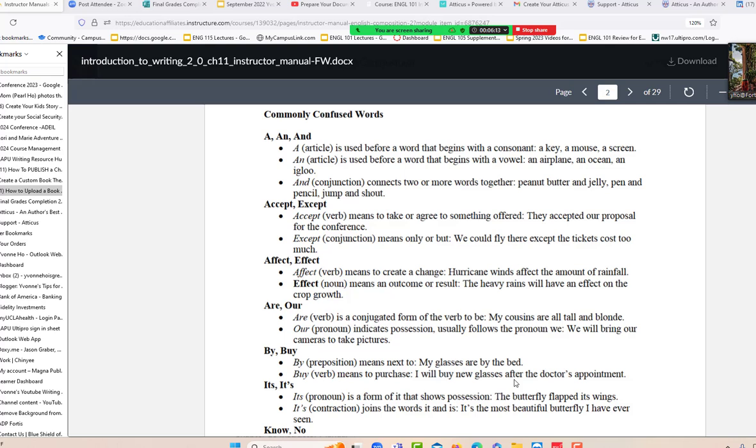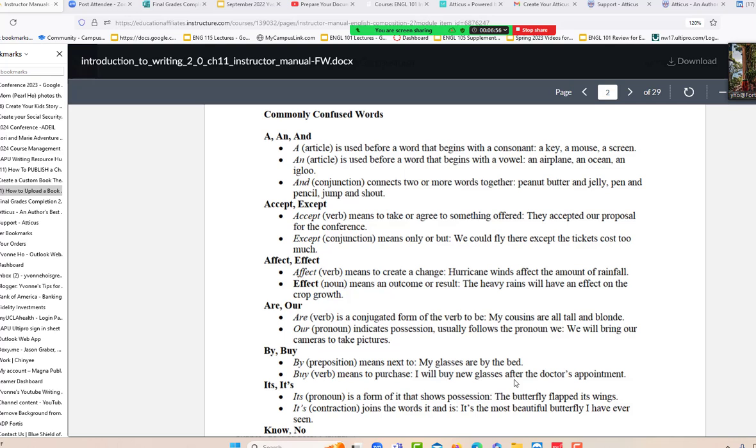A, article, is used before a word that begins with a consonant. An is used before a word that begins with a vowel. So a key, a mouse, a screen, an airplane, an ocean, an igloo. And, conjunction, connects two or more words together. Peanut butter and jelly, pen and pencil, jump and shout. Accept, verb, means to take or agree to something offered. They accepted our proposal for the conference. Except, conjunction, means only or but. We could fly there, except the tickets cost too much.